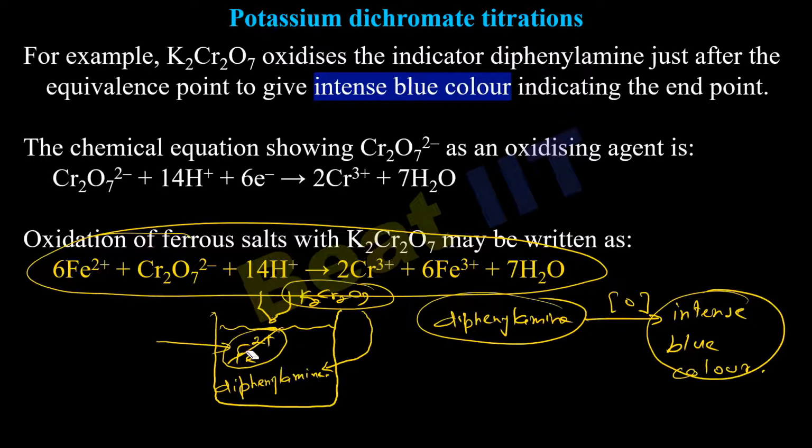So the moment the ferrous salt is used up, you will get blue color on addition of further K2Cr2O7. So because the color changes to intense blue color, that's why we say the end point has been reached.